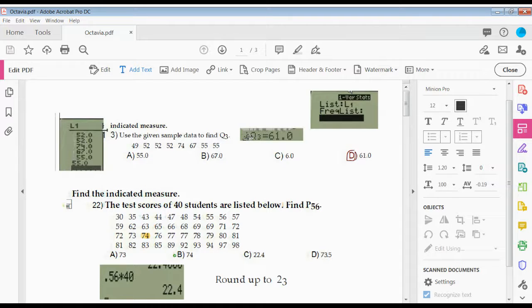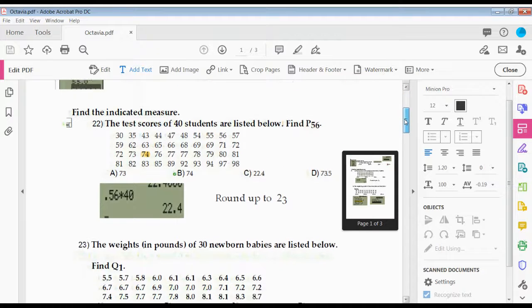It'll tell you what the minimum value was, what quartile 1 was, and quartile 2, the median. It tells you what quartile 3 is, and it tells you the largest. Simple enough. So there was a problem dealing with quartile 3. Quartile 1 is the same thing. Put the numbers in, scroll down, and you're looking for quartile 1. In this case, you're looking for quartile 3.